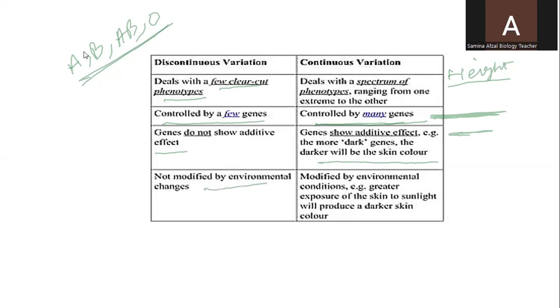Discontinuous variations are not modified by environmental changes. Environmental changes do not affect the discontinuous variations, whereas the continuous variations are affected by environmental conditions or change in the environment. For example, greater exposure of the skin to sunlight will produce a darker skin color. So skin color can be changed, or other problems can be produced, in these types of continuous variations. So both of these types are different from one another.